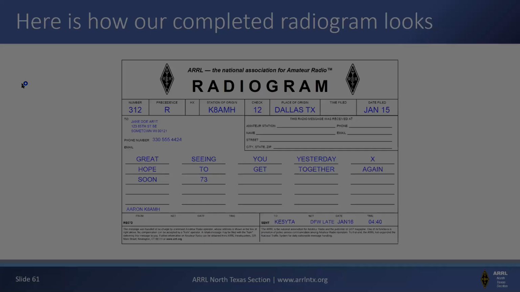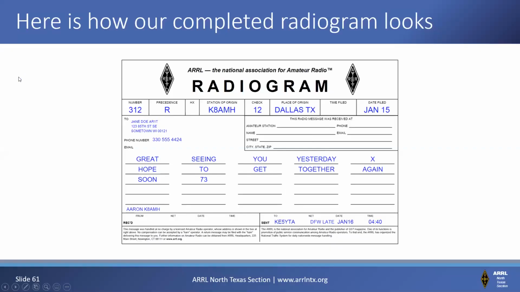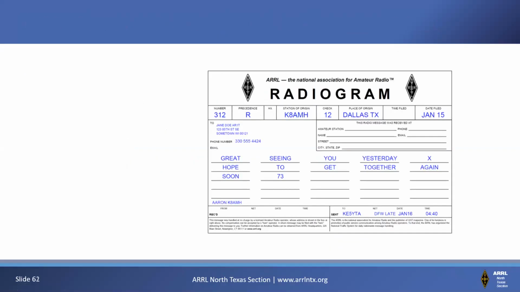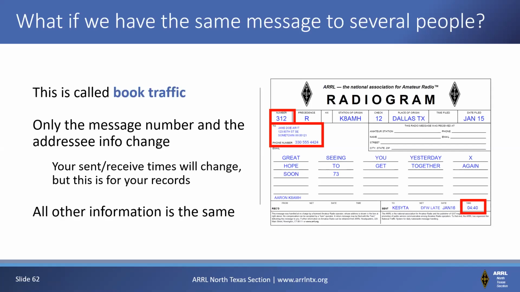Great. Any other questions or anything, feel free to throw them in there. What if we have the same message going to more than one person? So let's say it's, Merry Christmas and Happy New Year, and I'm sending it to 3 different people. We call that book traffic. It's just a nice way of saying that, well, the message itself is the same. I just have it going to different people.